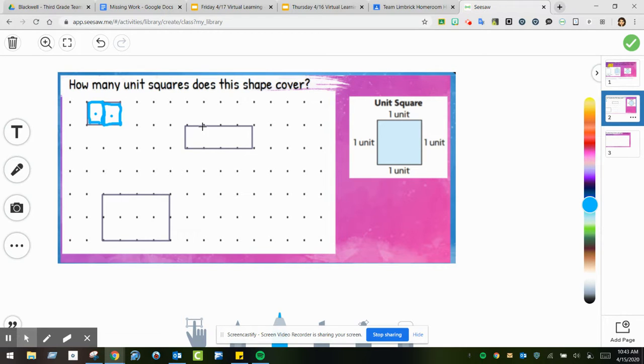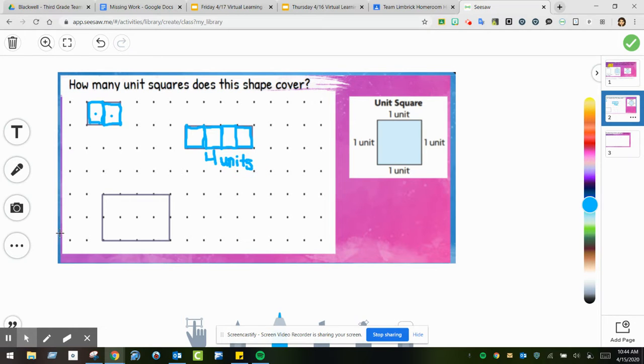Let's try this one. This one is taken up by 1, 2, 3, 4 unit squares. So the area of this shape is 4 units. Remember, area is inside of the figures, the shapes.